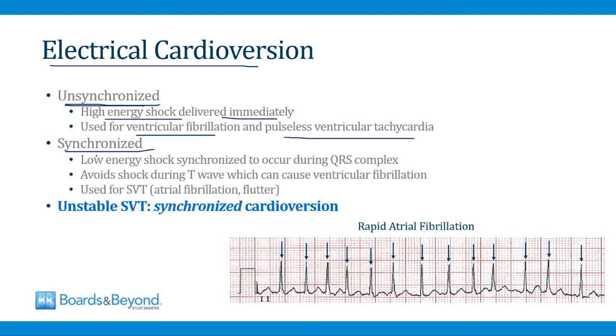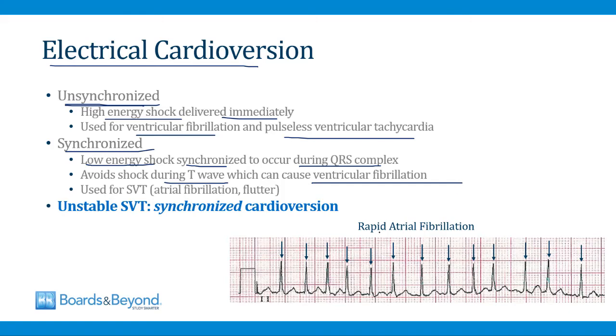The other type of cardioversion is called synchronized. In this form of cardioversion, a low energy shock is delivered, and the machine synchronizes the shock so that it's delivered during a QRS complex. The idea here is to avoid shocking during the T wave, which can cause heart rhythms to convert to ventricular fibrillation.